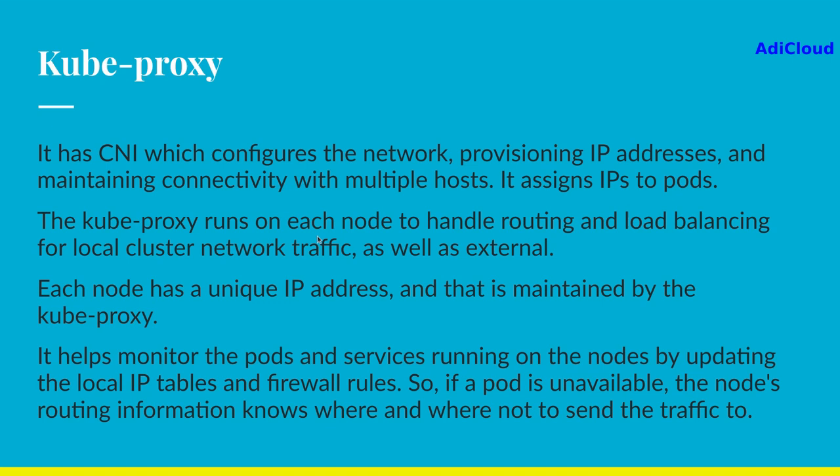The kube-proxy runs on each node to handle routing and load balancing for local cluster network traffic, as well as for internal or external traffic. So besides providing IPs to pods, it will also look into the load balancing rules. Each node has a unique IP address, and that is maintained by the kube-proxy. It also helps the pods and services running on nodes by updating the local IP table and firewall rules. So if a pod is unavailable, the node's routing information knows where and where not to send the traffic to.